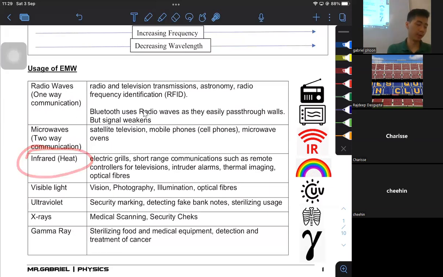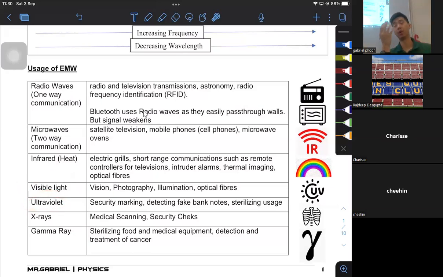Infrared, this one is very important, guys. Whenever you see the word infrared, it is anything related to heat. The reason why your fire is hot is because it has infrared. The reason why the sun is hot is because of infrared. Anything that is hot is basically emitting infrared radiation. Visible light is essentially whatever you see, right? Whatever you see right now is all visible light.